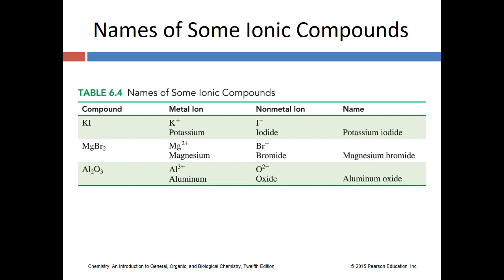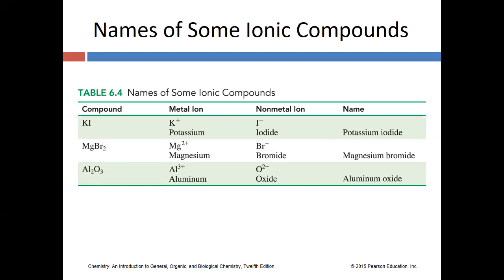Correct me if I'm wrong. I think I understand what you're trying to say. Let me see if I can put this into words for everybody else. So if I was given this formula, Al2O3, would I be able to work backwards to figure out the charges on the aluminum and the oxygen? And the answer is yes.